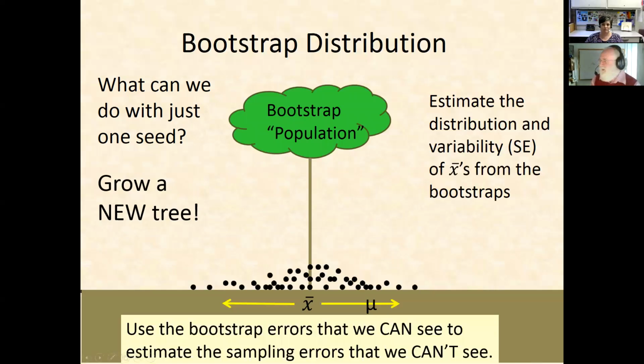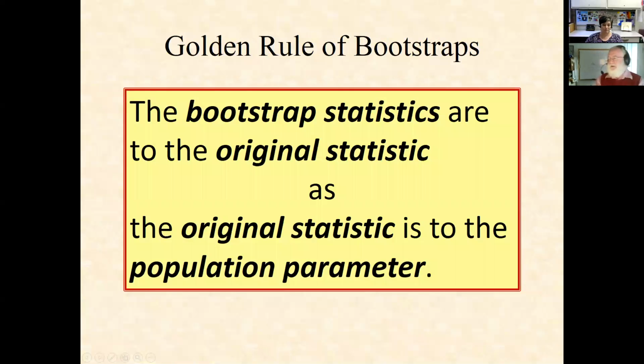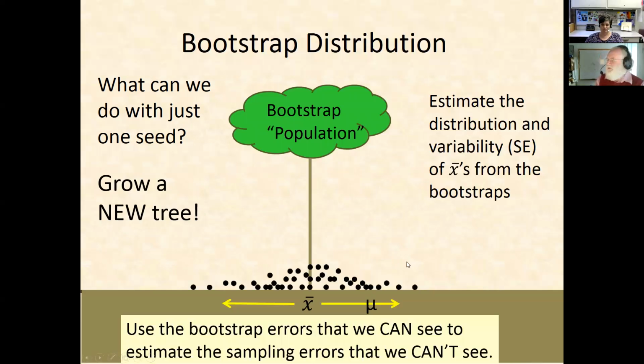And so this gets us to what I often call the golden rule of bootstraps, which says the bootstrap statistics are related to the original statistic as the original statistic is related to the population parameter. You can see that in the tree example here: the bootstrap statistics, all these ones that we've drawn here, are related to the trunk of their tree. The typical distance away is the way that particular sample, the X bar, is related to the trunk of the tree it came from.